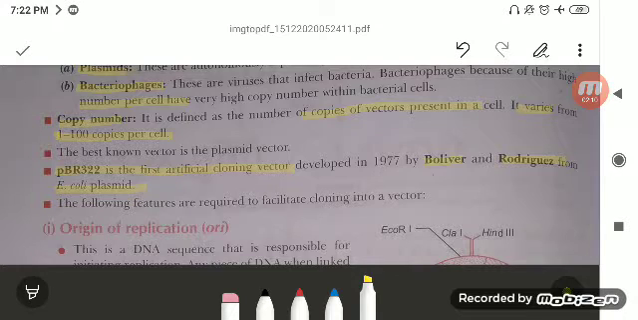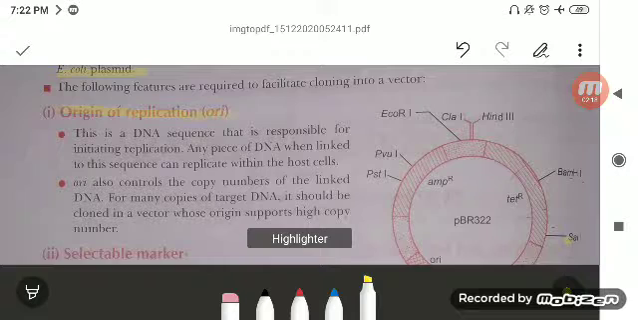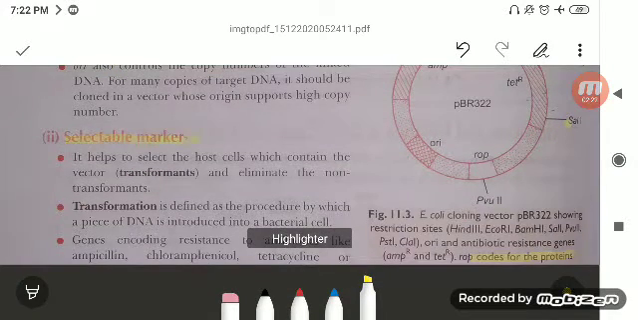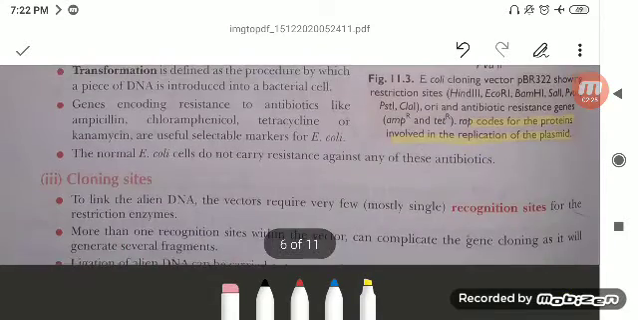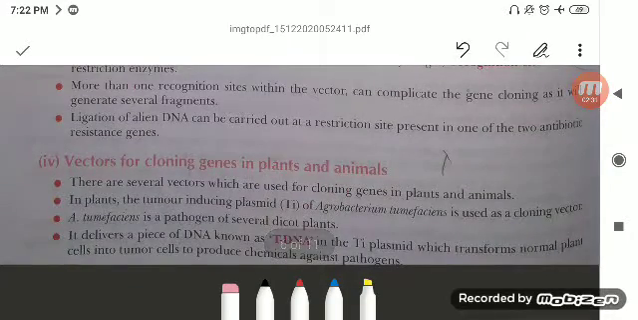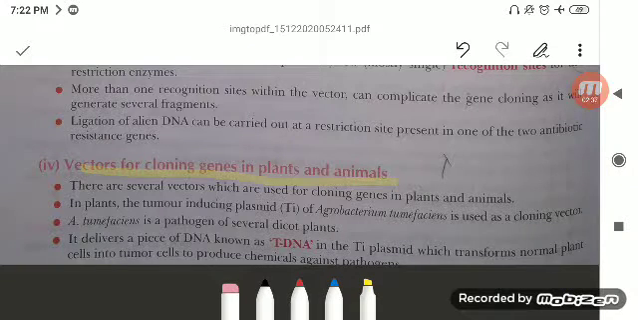The following features are required to facilitate cloning into the vector. Number one is origin of replication, number two is selectable marker, and number three is cloning sites. The next is vectors for cloning genes in plants and animals. One by one we will discuss their features along with their functions.